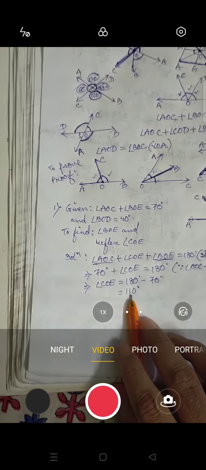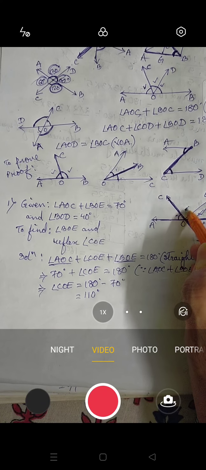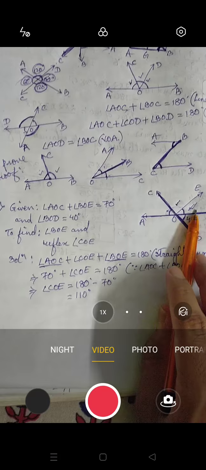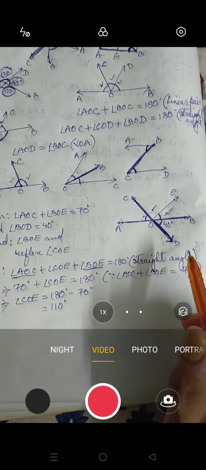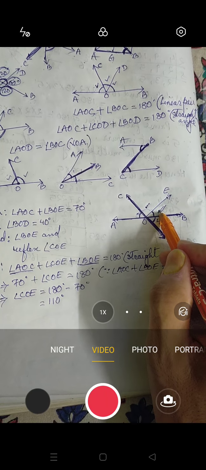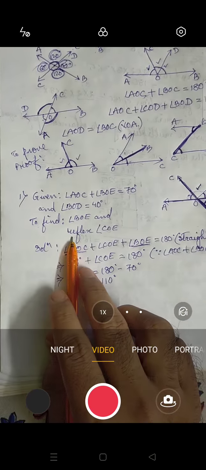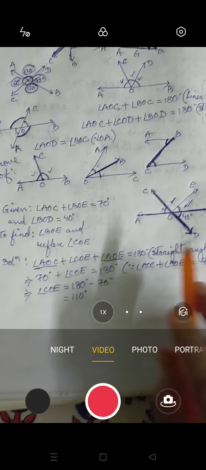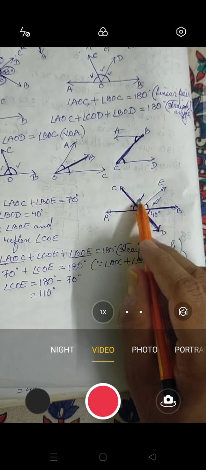Okay, we got angle COE, but we don't need to find angle COE. We need to find this one, right? We need to find angle BOE. But to find this one, we required this also. Why? Because in the other question, reflex angle COE is written. Reflex angle COE, that means this angle we have to know anyhow.